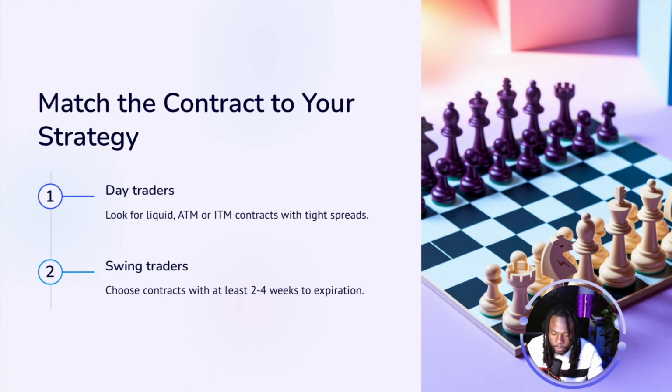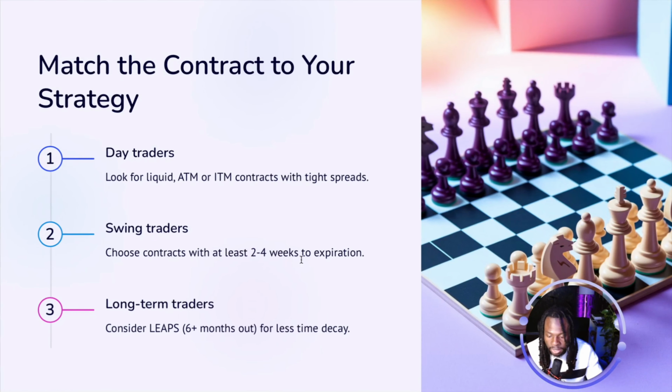If you're a swing trader, you want to choose a contract with at least 2 to 4 weeks until expiration. Those are really good. You can still choose at the money or in the money contracts. Sometimes you also choose slightly out of the money, but your expiration date needs to be meaningful. Maybe you think the stock can make a big move, but it's still risky.